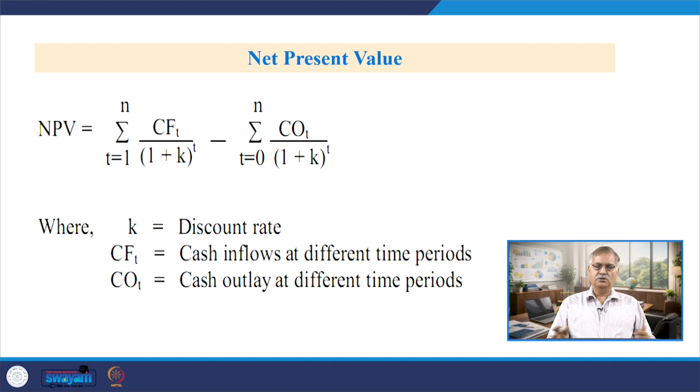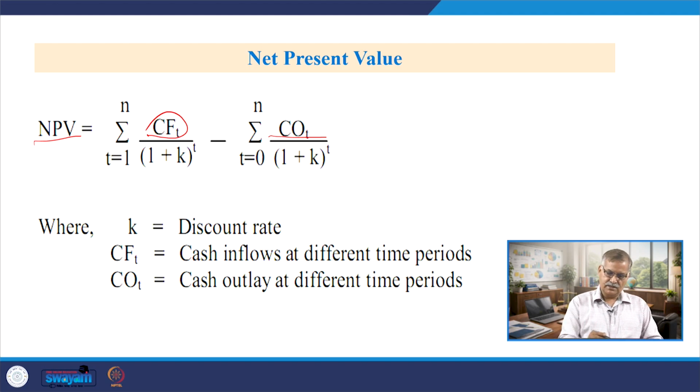Sometimes the rate of interest is considered as the discount rate, but for large infrastructure projects funded by soft loans, there should be a lower discount rate. This is the formula for calculating net present value: sigma t equals 1 to n. CF means cash flow, meaning benefit, and C0 means cash outflow, meaning cost.